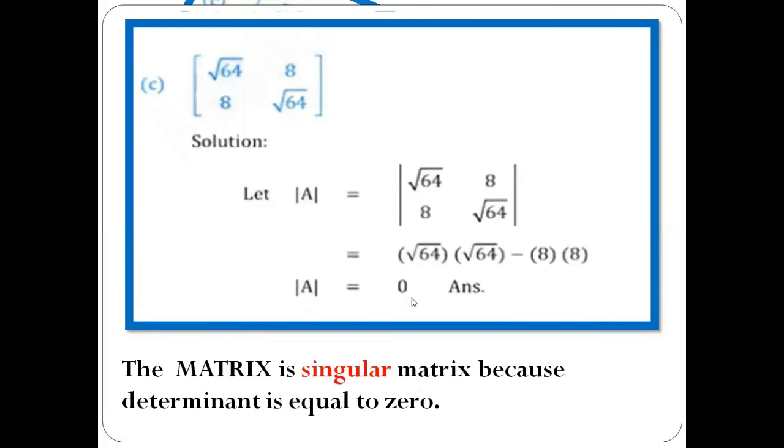This is a singular matrix because the determinant is equal to 0. Because the determinant is equal to 0, that's why it's a singular matrix.